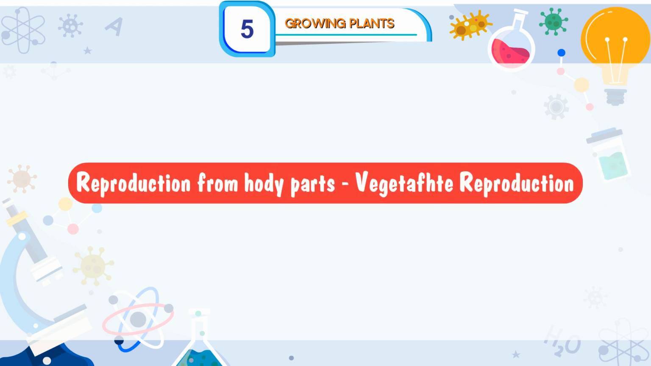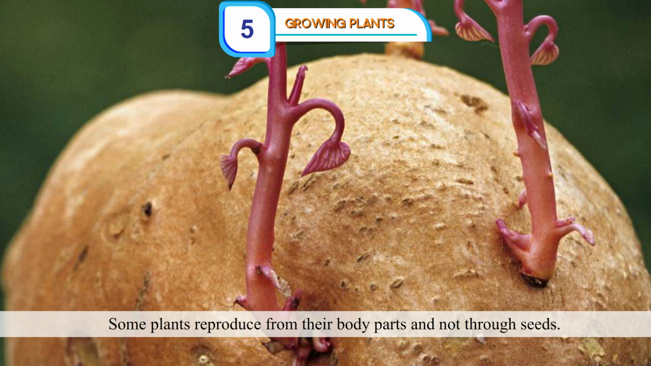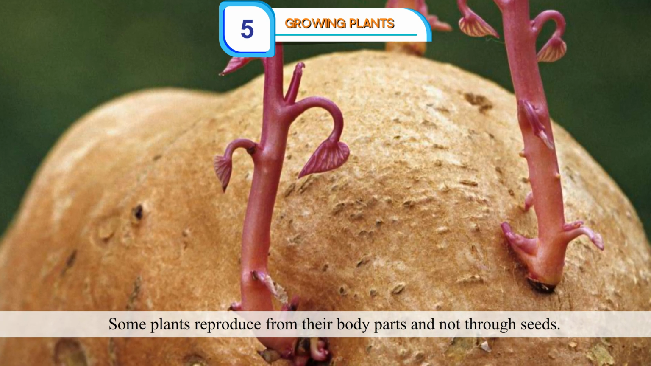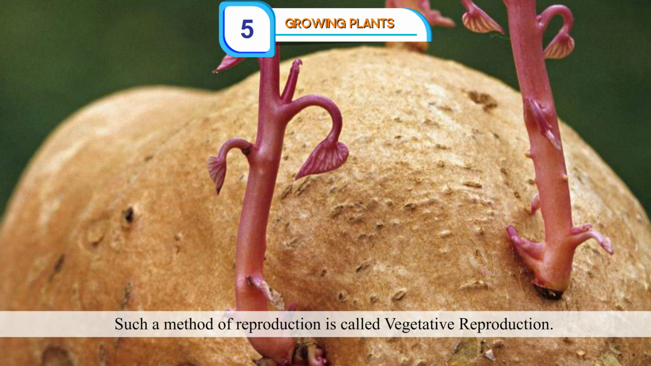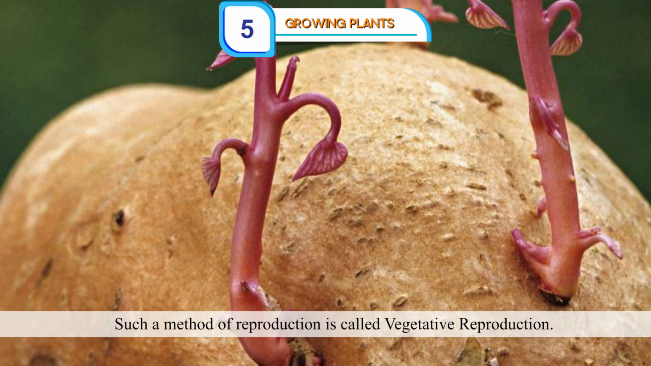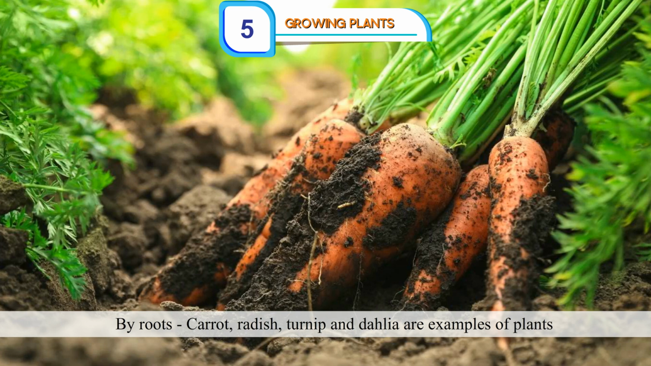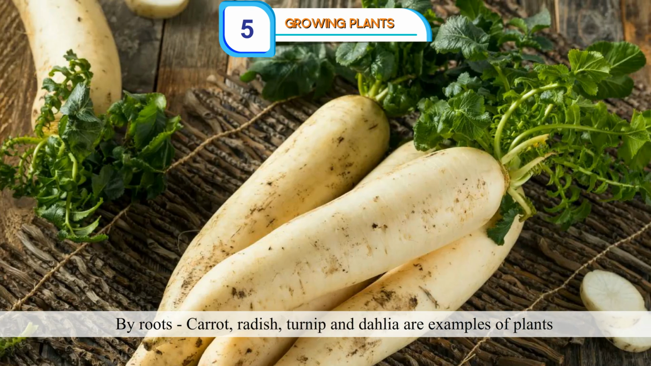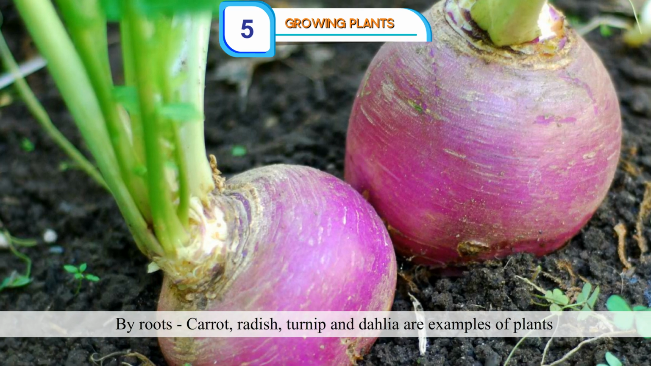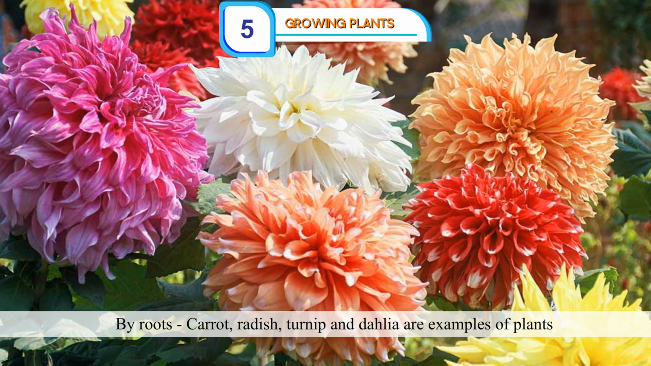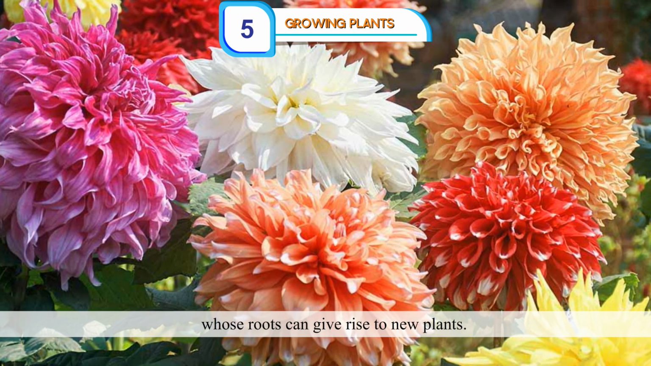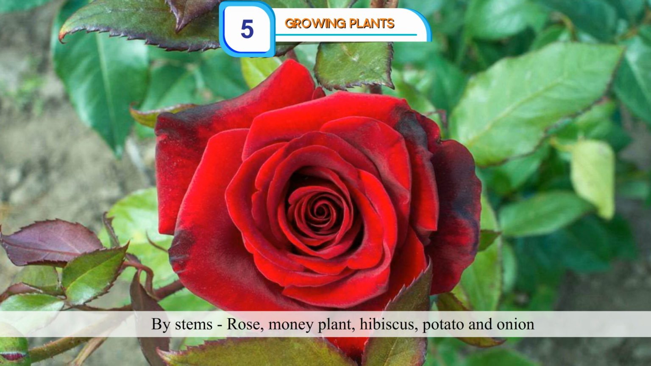Reproduction from body parts, vegetative reproduction. Some plants reproduce from their body parts and not through seeds. Such a method of reproduction is called vegetative reproduction. By roots: carrot, radish, turnip, and dahlia are examples of plants whose roots can give rise to new plants.